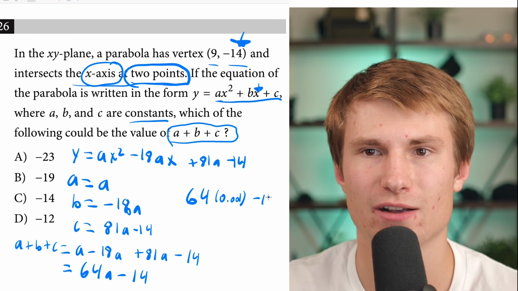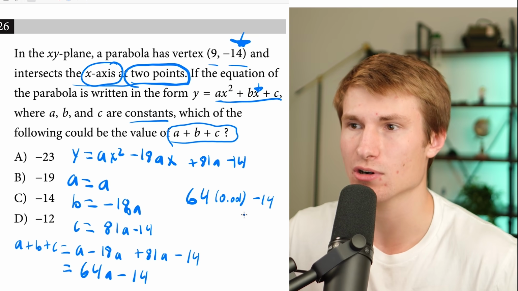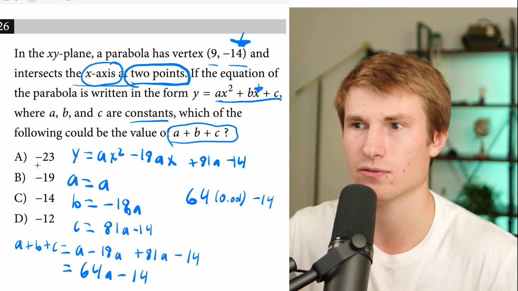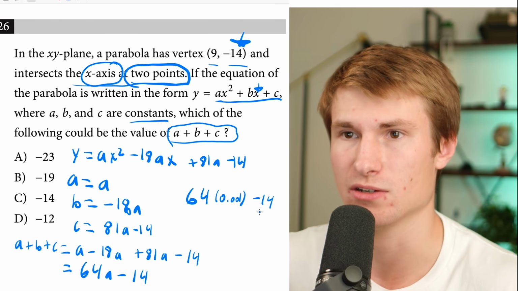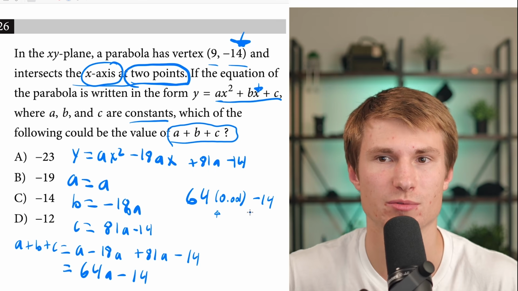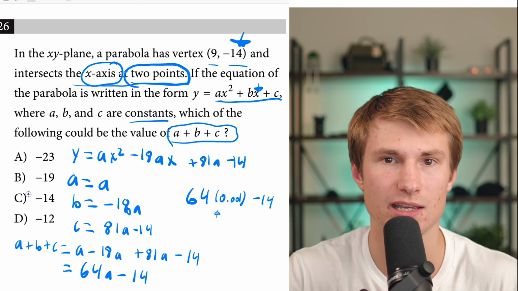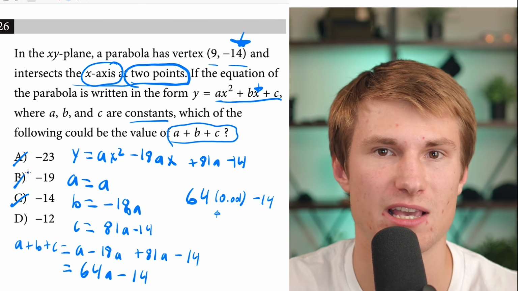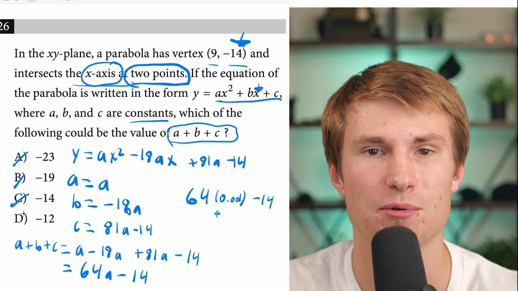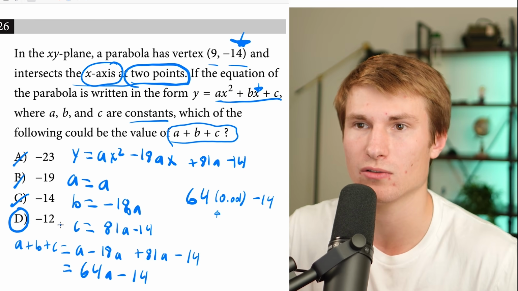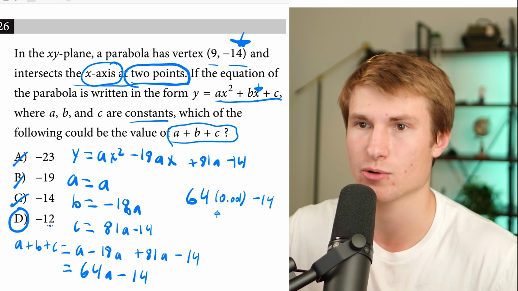Okay, and then we have to subtract 14 from it. So we know that we can't ever get below negative 14. We can't even reach negative 14, right? Because this is going to be some positive number and we're subtracting 14 from it. So we can't get to negative 14. We can't get to negative 19 and we can't get to negative 23. Okay, we would have to have that value be negative 12. That's the only possible value. So our answer has to be D.